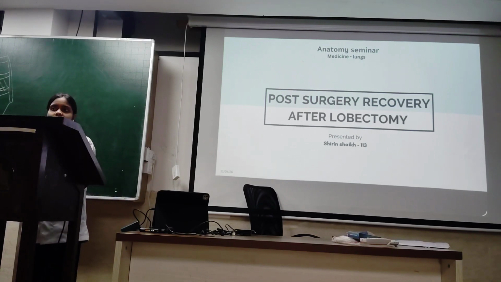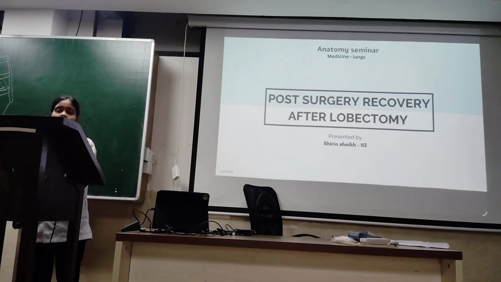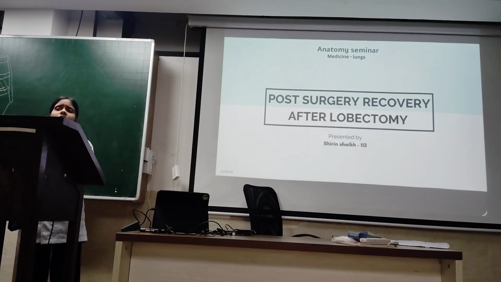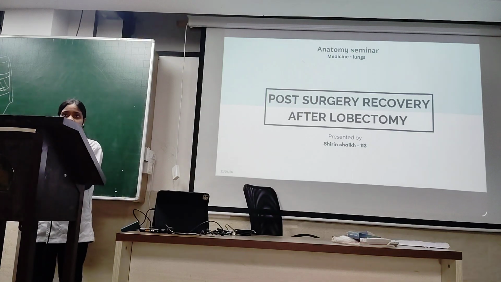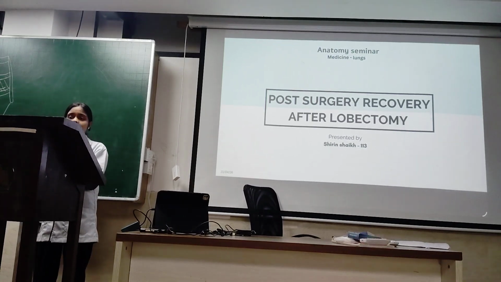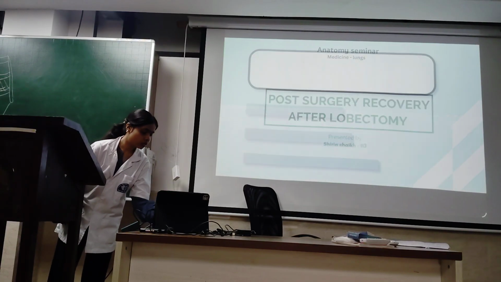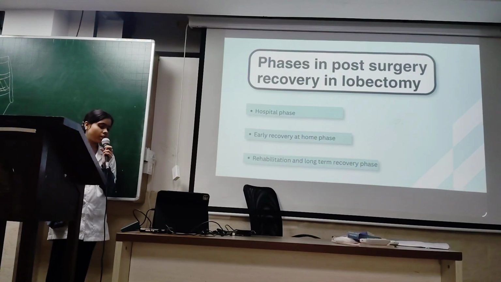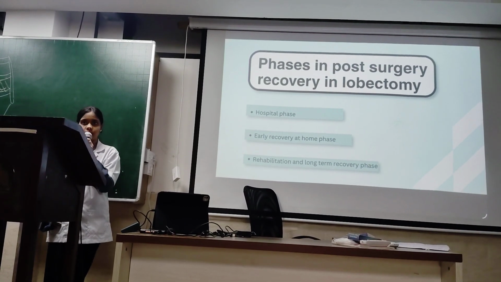So from the previous presentation we know what lobectomy is. It is a surgical process in which one lobe of the lung is removed. After the surgery, there are some precautions that should be maintained in order to avoid any further complications. In this preventive measure, there are some phases that should be followed. The phases included are hospital phase, early recovery at home phase, rehabilitation and long-term recovery phase.